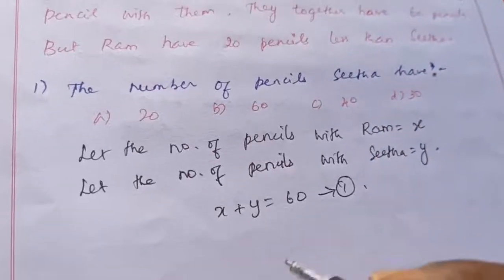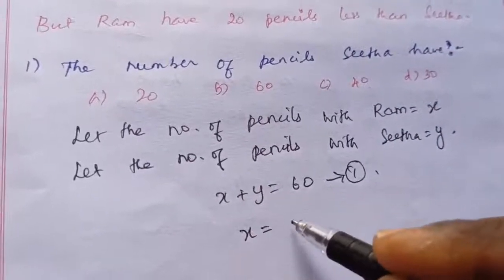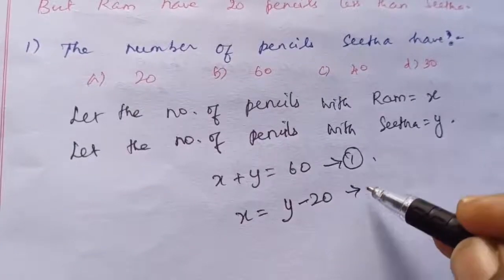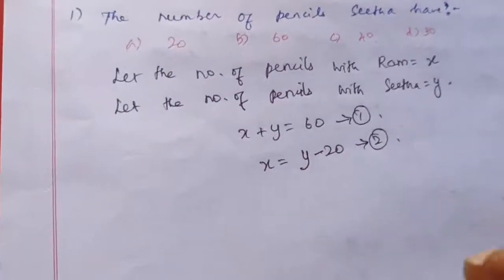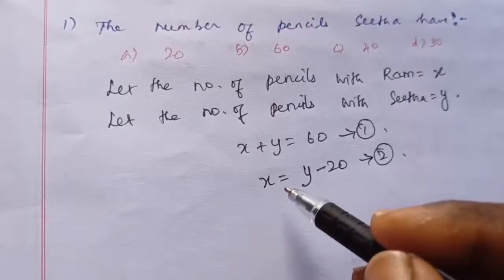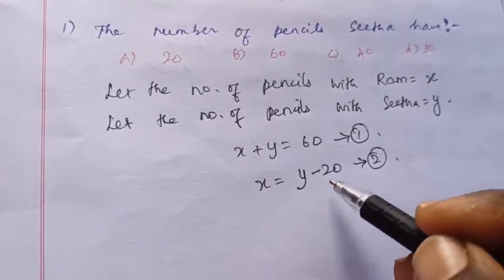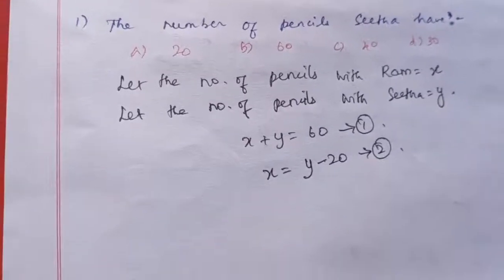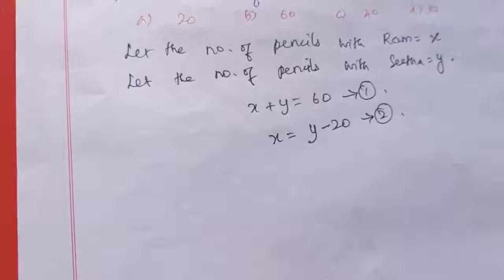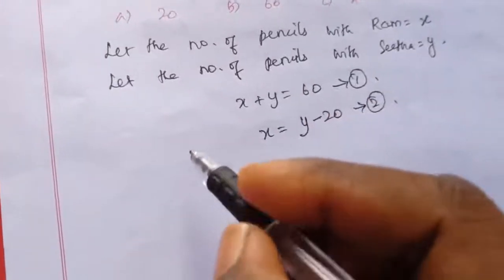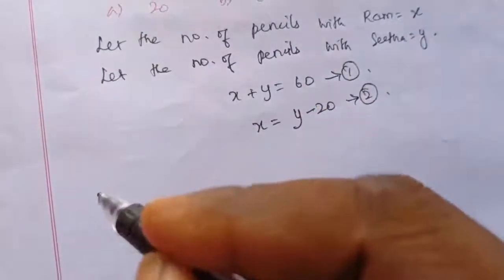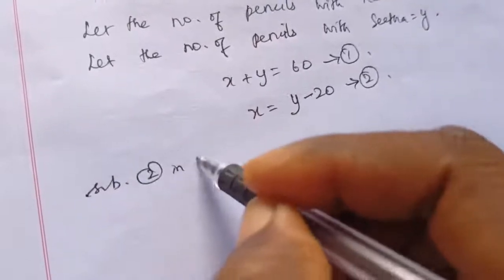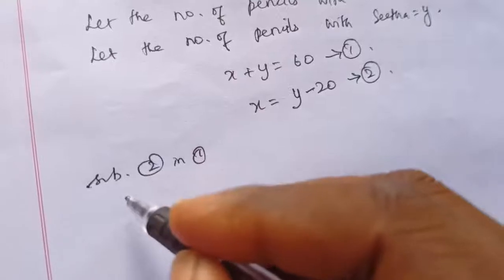So the number of pencils with Ram, that means X, is 20 pencils less than Sita. Consider this as equation number 2. Ram has 20 pencils less compared to Sita, and the number of pencils with Sita is Y, so X is Y minus 20. Solve this either by the elimination method or the substitution method. Now I am going to do it by the substitution method, substituting the second equation into the first equation.